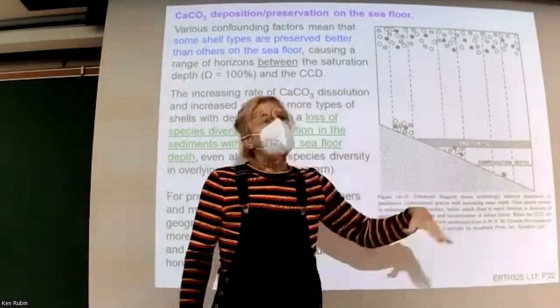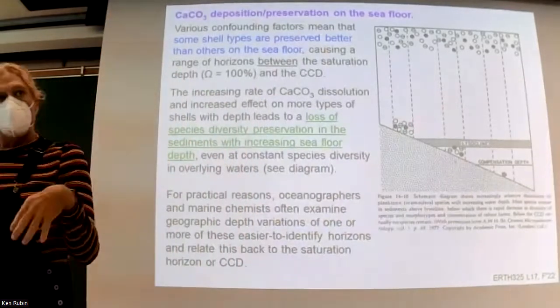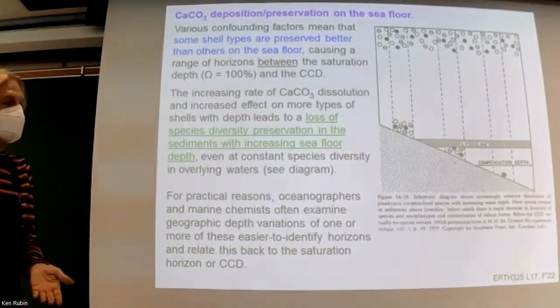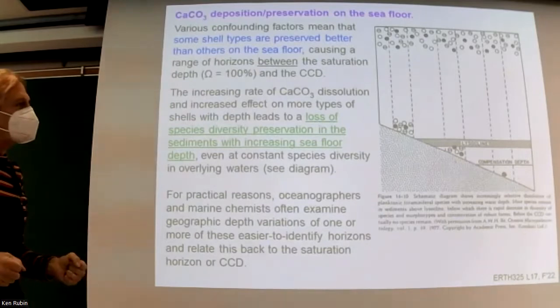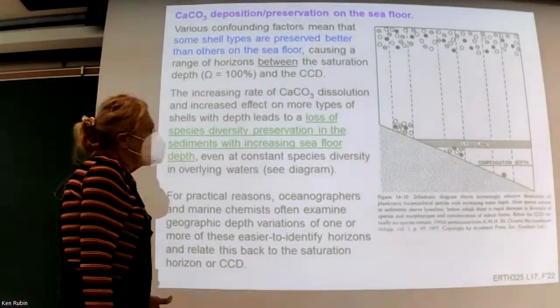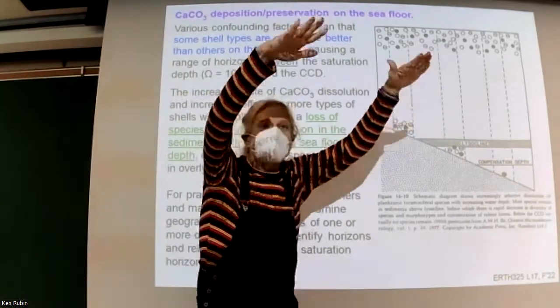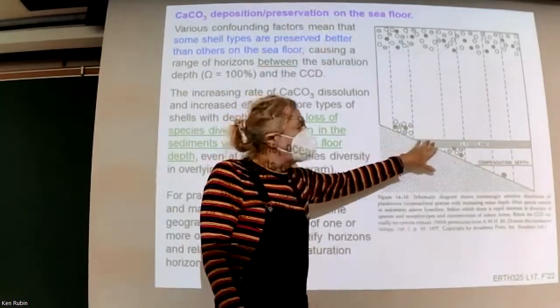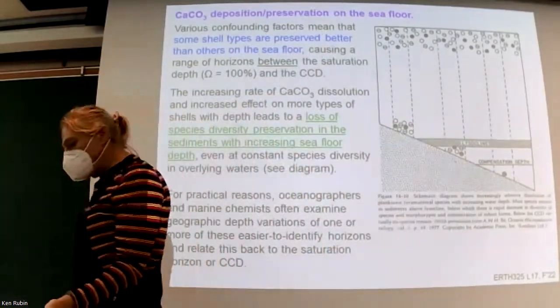And this horizon moves around, right? So if you are underneath one of these upwelling zones where there's a very high supply of shells, the lysocline may be depressed and you go deeper down in the ocean than if you're in a place where there isn't a lot of biological productivity.